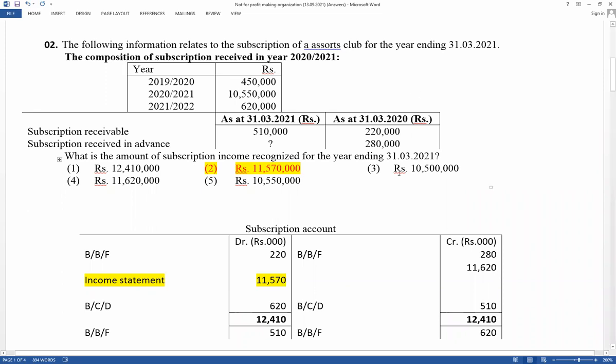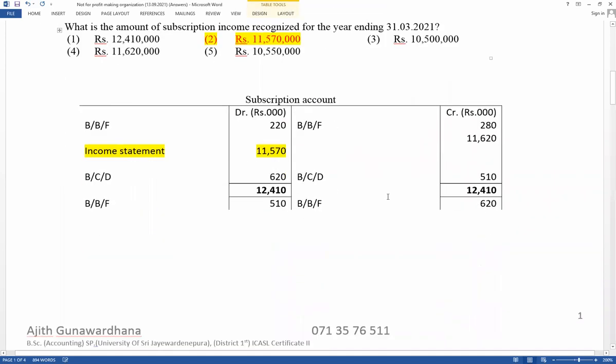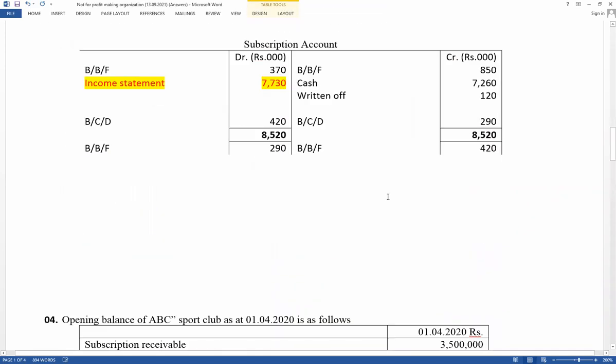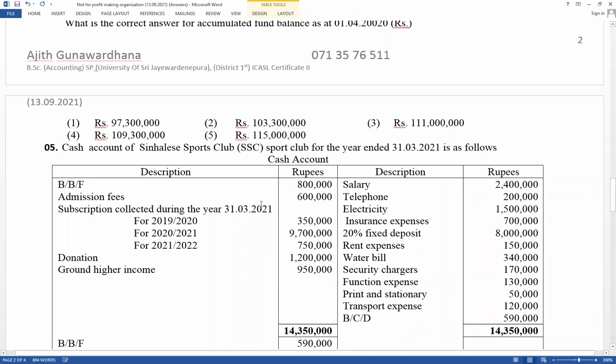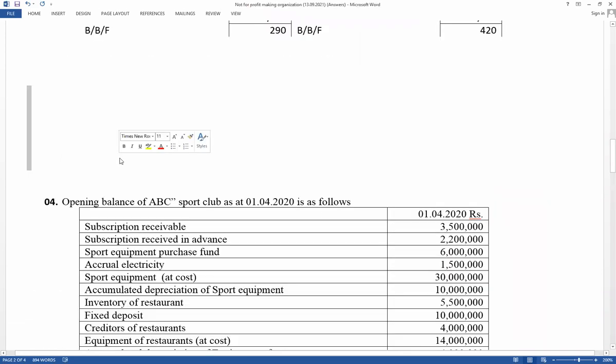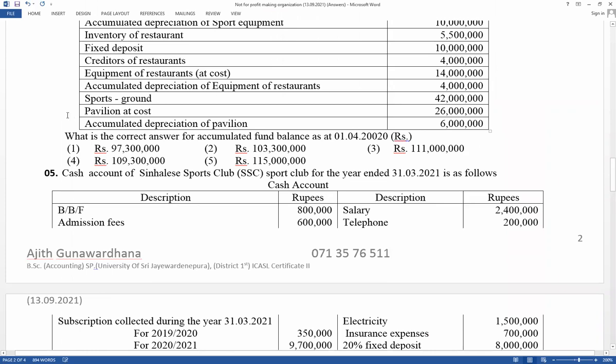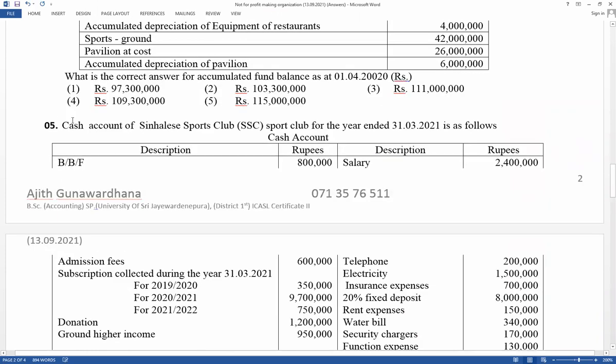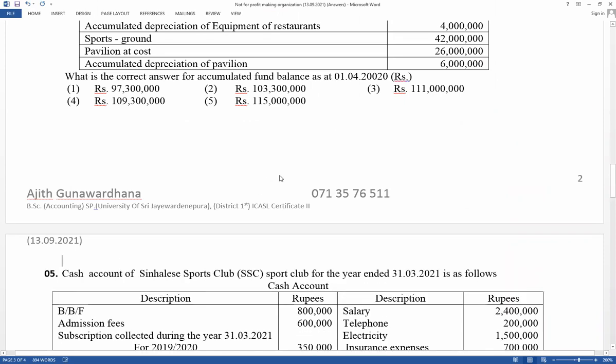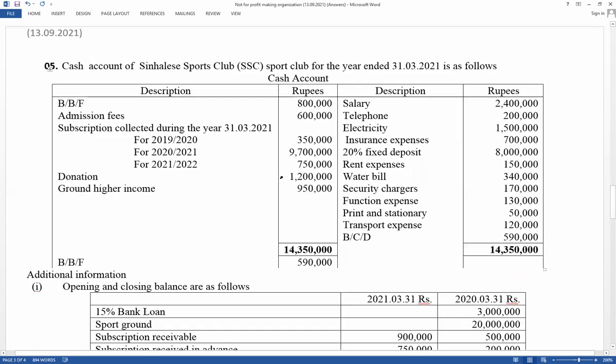Right, question number 5. It has all the information available. Question number fourth one I will discuss later. Right now, try to recognize how to prepare income statement, how to calculate subscription income, how to calculate accumulated fund, as well as how to prepare statement of financial position also. All the information is available here.